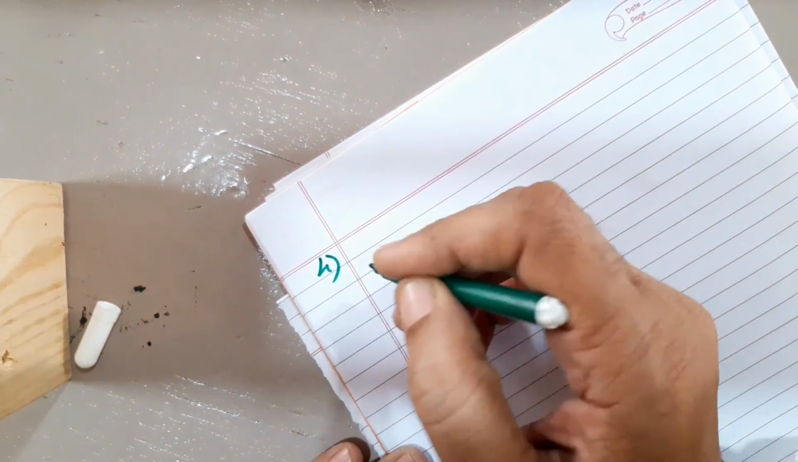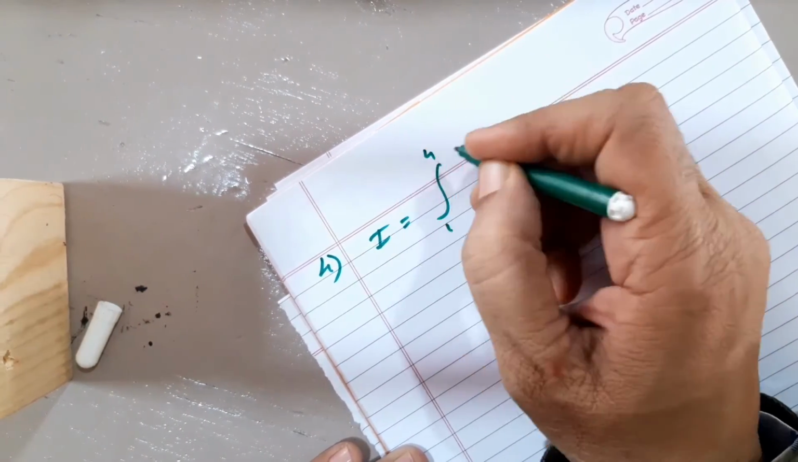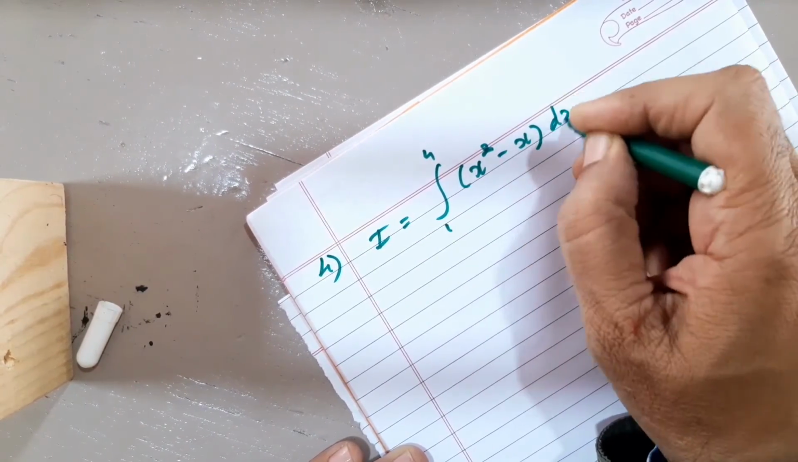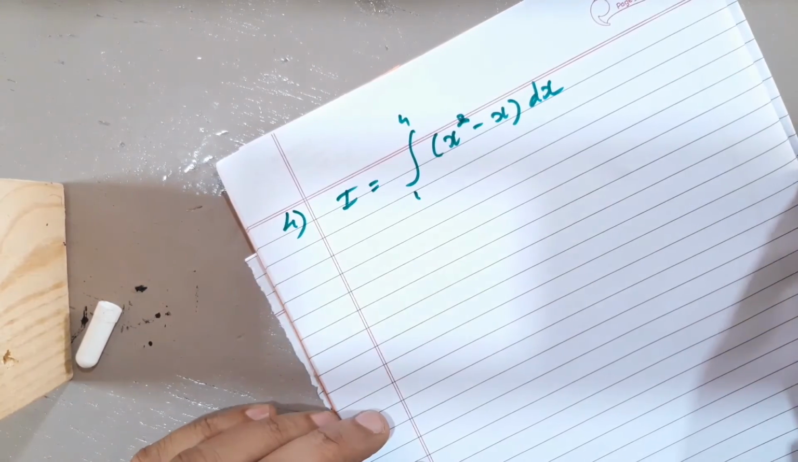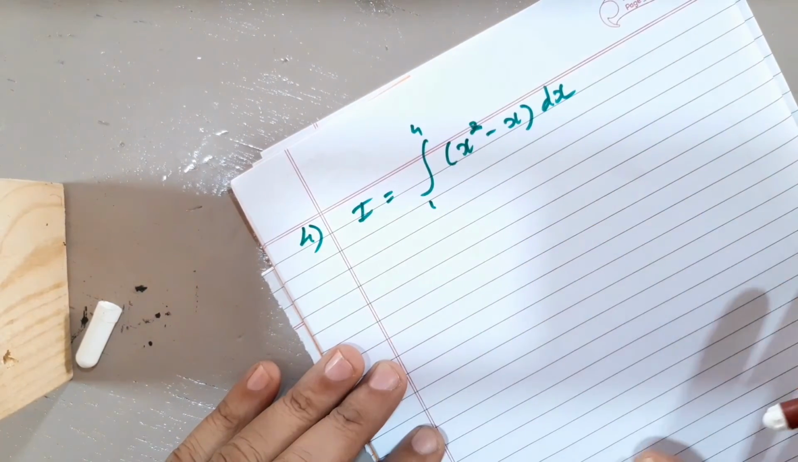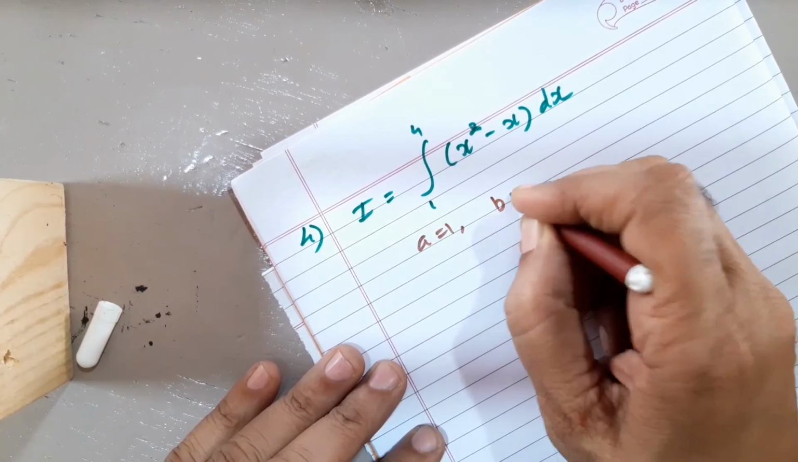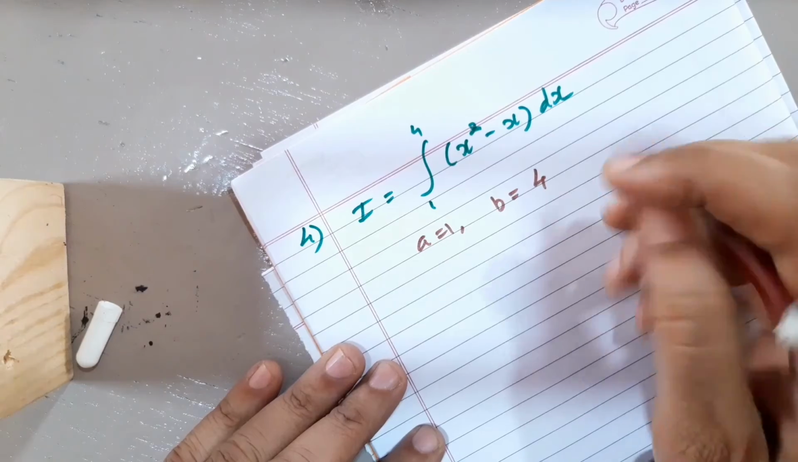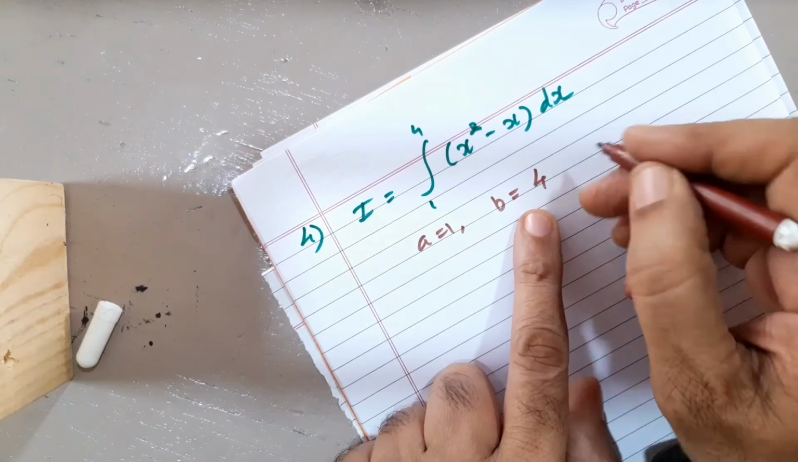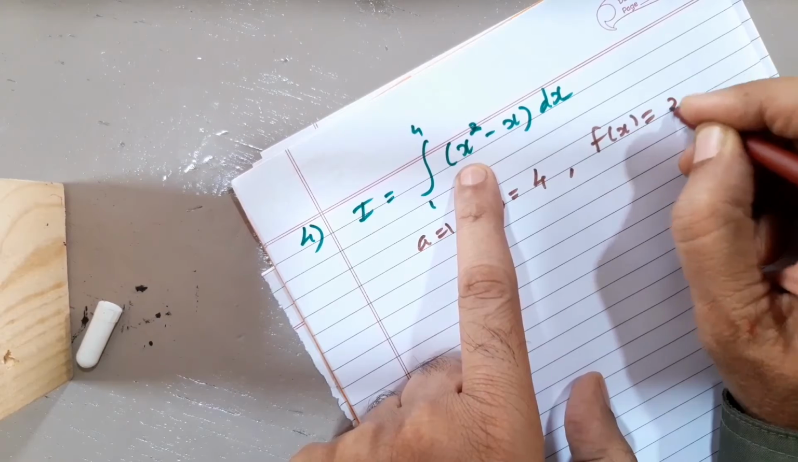Okay, fourth sum is given as integration of 1 to 4 of x square minus x dx. Okay, right. So here I am not writing the full sentence that I wrote in the first sum. I am just writing in short, but be careful, exam में आपको पूरा लिखना पड़ता है. Luckily this time this will not be there in the exam. So here a is equal to 1, b is equal to 4, and the given function is f(x) equal to x square minus x.